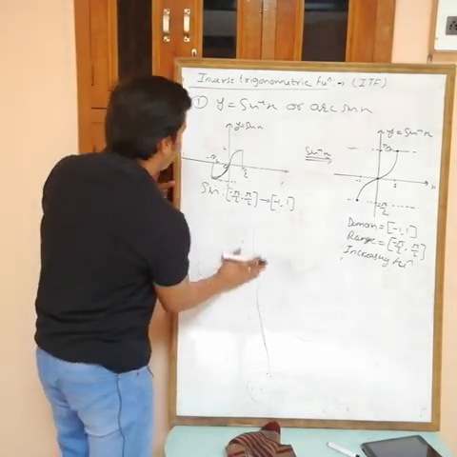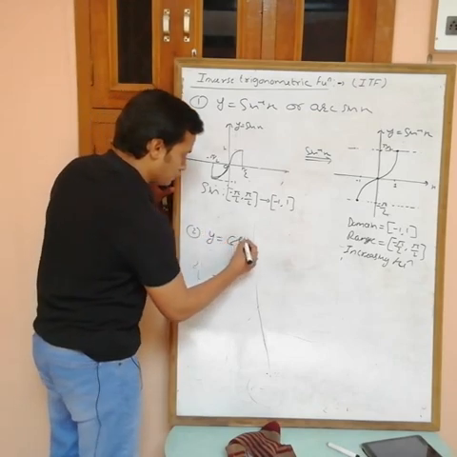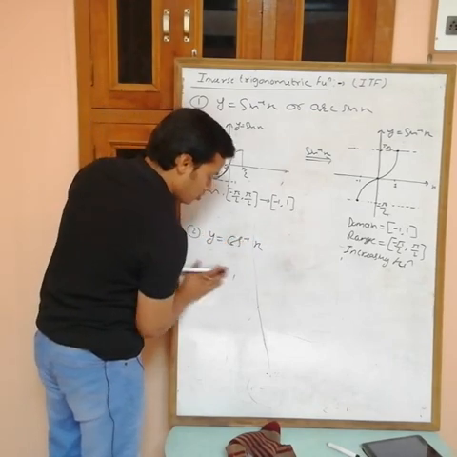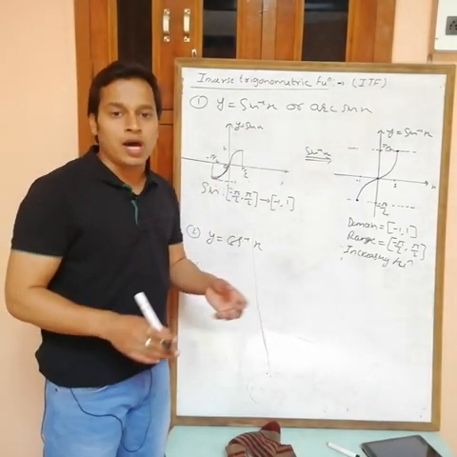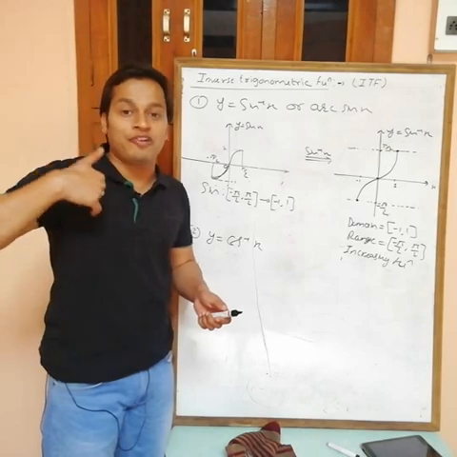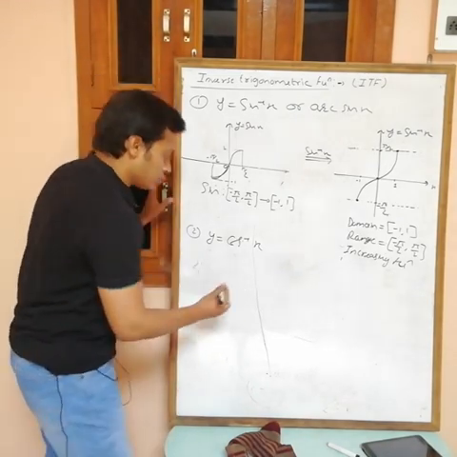Okay, now the next one is cos inverse x, y equals cos inverse x. Again we know that cos is also many one, so I have to limit or define this so that it becomes one-one and onto. Okay, so see.